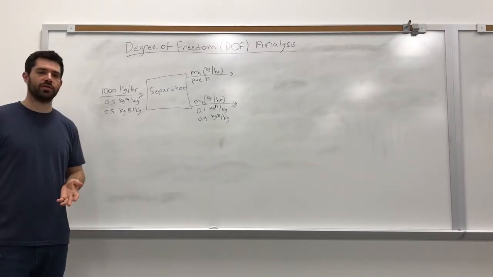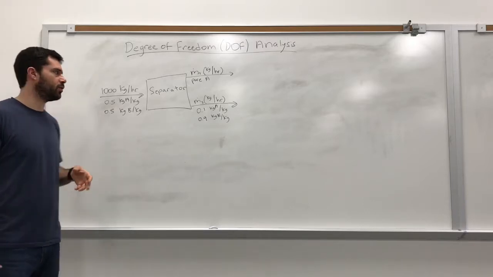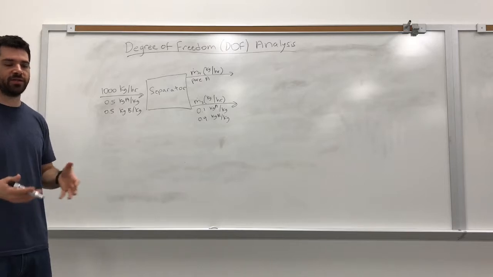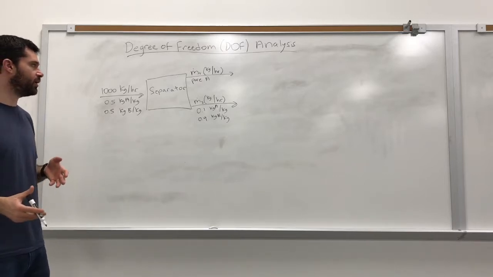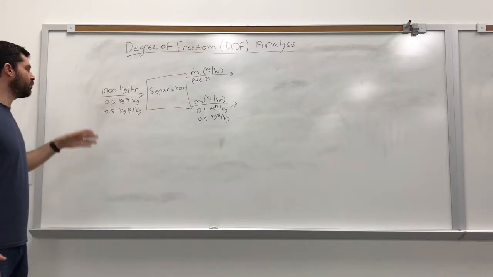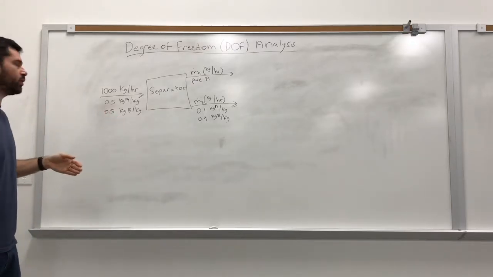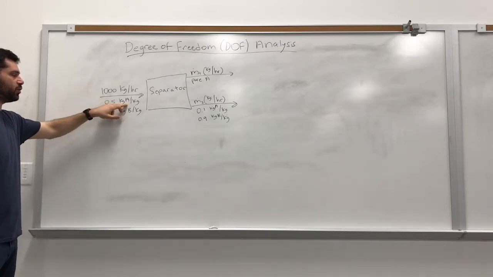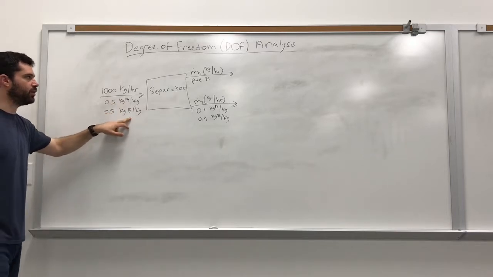Okay, let's do a simple example of a degree of freedom analysis on a one-unit system, and then we'll give a couple of different cases to see how it can get a little bit more complicated. So first of all, we have a unit that's a separator. It's separating component A from component B. So we have a feed flow that has 1,000 kilograms per hour, where half of it by mass is component A and half of it by mass is component B.